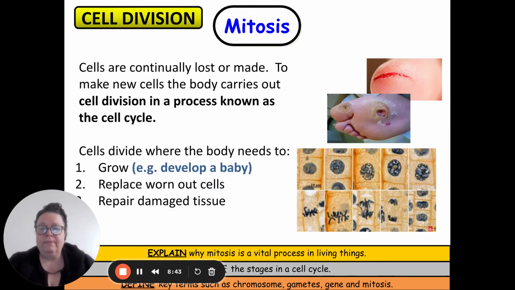lots of new cells. To replace worn out cells, because cells do wear out in the end, and also to repair damaged tissue. So if you're asked a question, why do we need mitosis or why does mitosis happen? You are going to say for growth and repair. That's a standard answer, growth and repair. Okay, let's have a look at the next one.